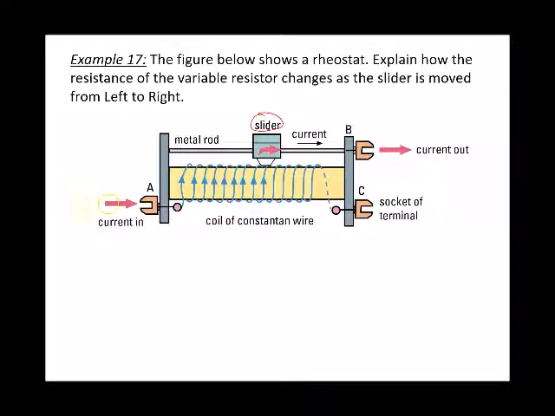You notice that the current goes in here, then travels here. This is a coil. So the current travels here and then out like that. As you move this slider, the current will have to pass through a longer wire before it can finally go out. So explain how the resistance of the variable resistor changes as the slider is moved from left to right.